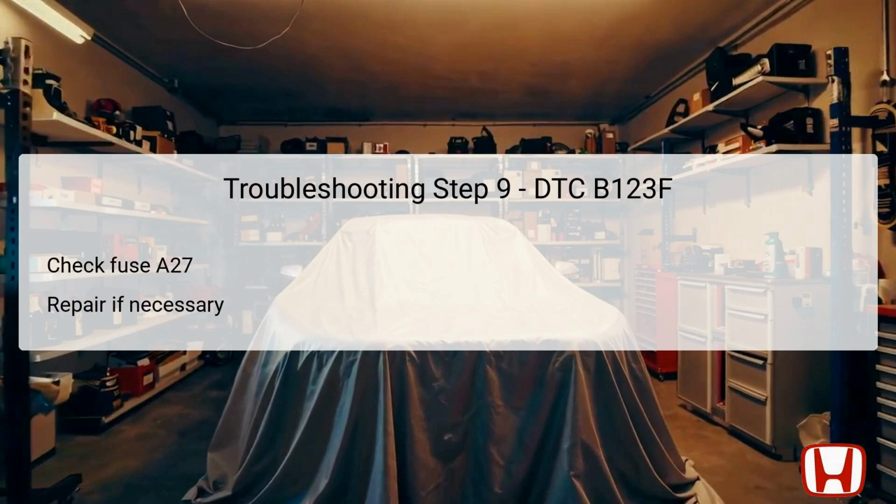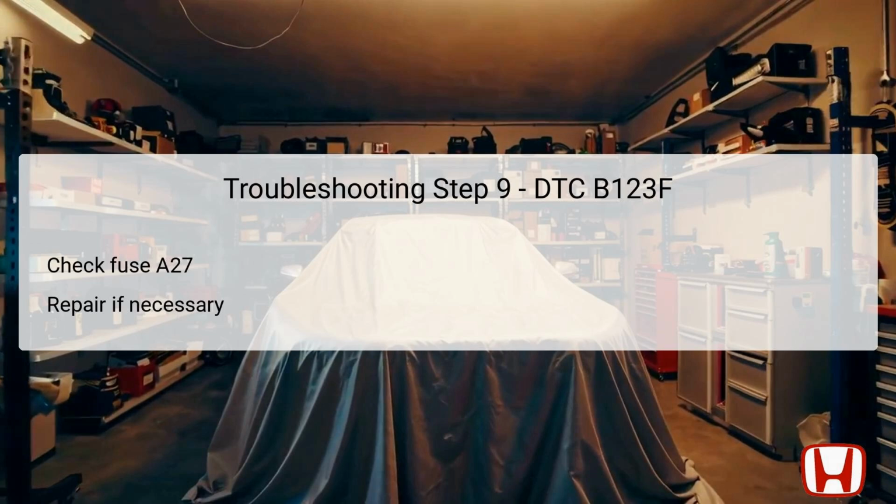During step 9, it becomes crucial to examine fuse number A27 as part of the troubleshooting process for DTC B123F. Start by checking the integrity of this specific fuse within the vehicle's electrical system. If the fuse is operational, proceed to the next step with diagnostics. However, if the fuse is blown or damaged, it needs immediate replacement. After replacement, it is essential to recheck the fuse's performance.